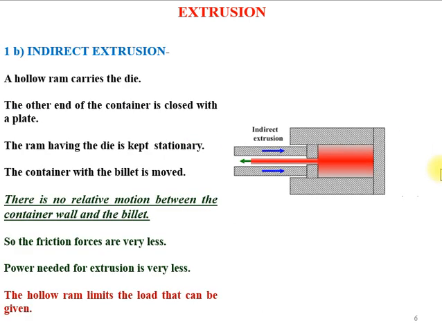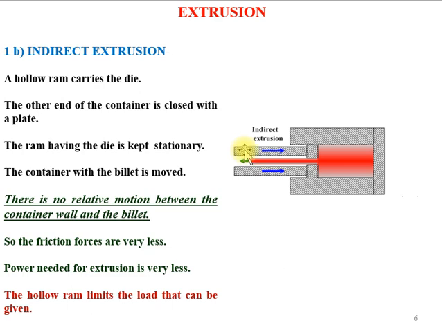Now in the case of indirect extrusion, let's just modify the system that we discussed just before slightly. Here we are not providing the die opening at the end of the container. However, what we will do is use a hollow ram to carry out indirect extrusion. Now imagine when we apply a force onto this billet. This is the billet, this is the ram, this is the hollow ram.